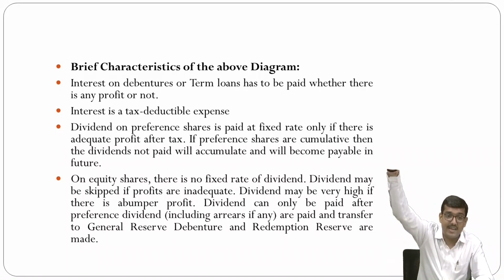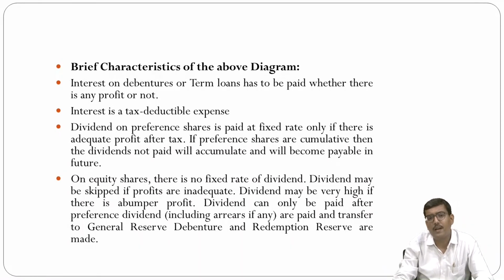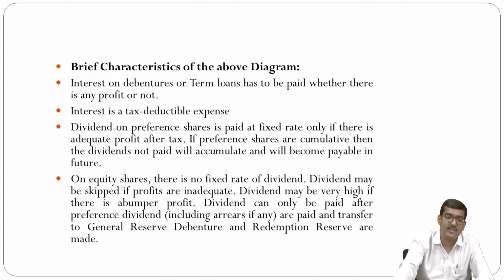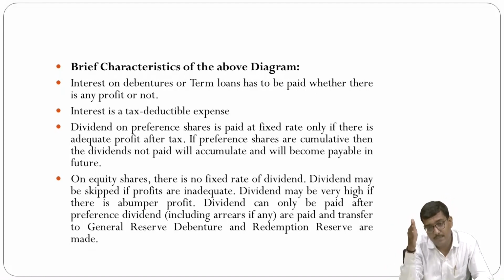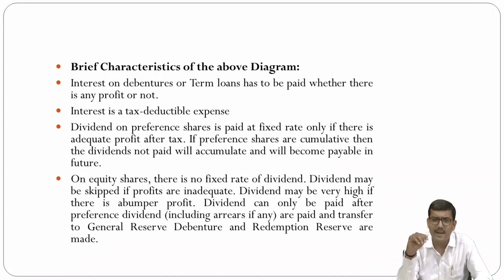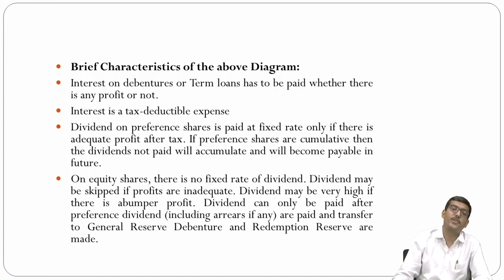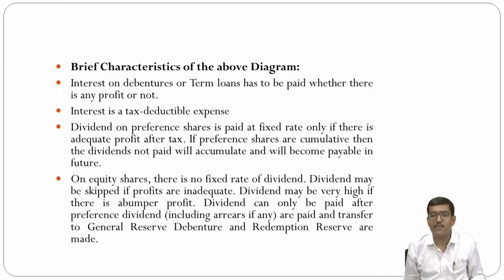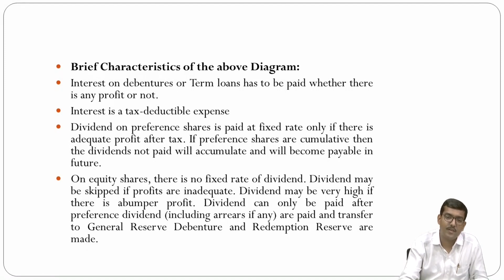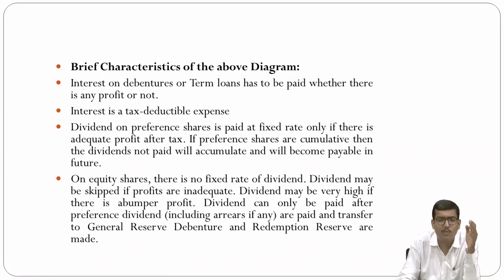Dividend may be very high if there is ample profit, and dividend can only be paid after the preference dividend, including arrears if any, is paid and a transfer is made to general reserve. The debenture redemption reserves are made. Once the debenture interest and preference dividends are paid, whatever accumulated profit remains is available for the equity shareholders, and you distribute that in dividend form to your equity shareholders. So these are the different forms, different sources, different principles of capital budgeting, techniques and so on.